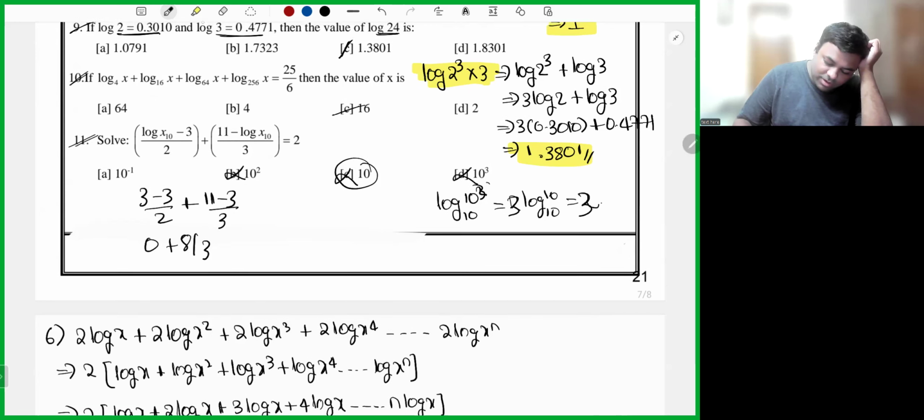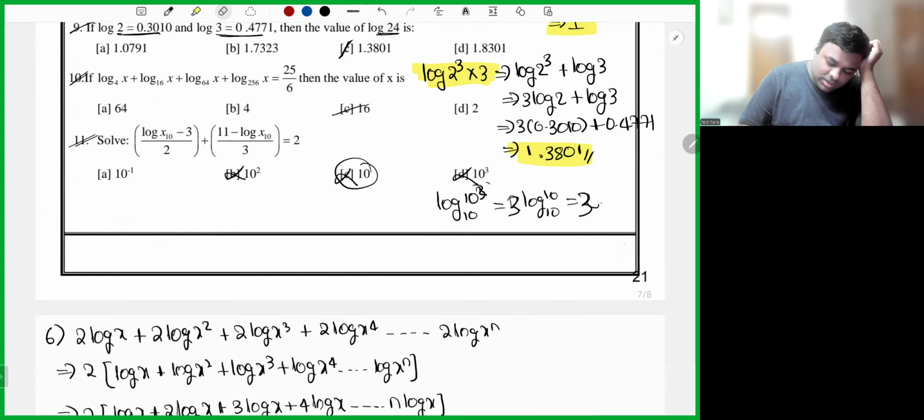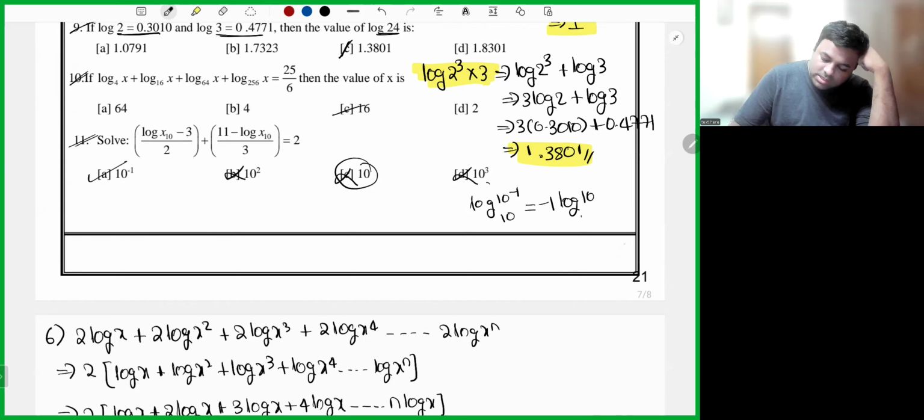So what is left, my dear friends? Only option A is left. So option A is the answer. If you want, you can check. Log 10 power minus 1 to the base 10, minus 1 log 10 base 10, which is equal to minus 1.